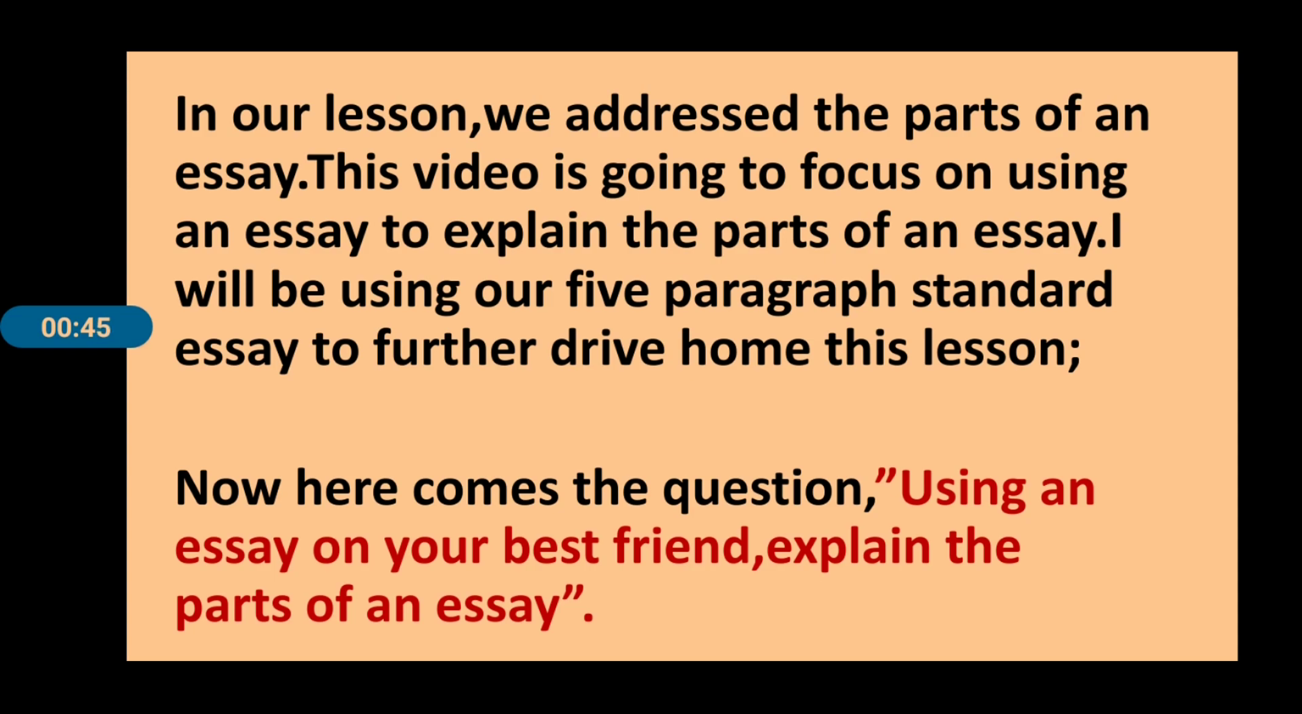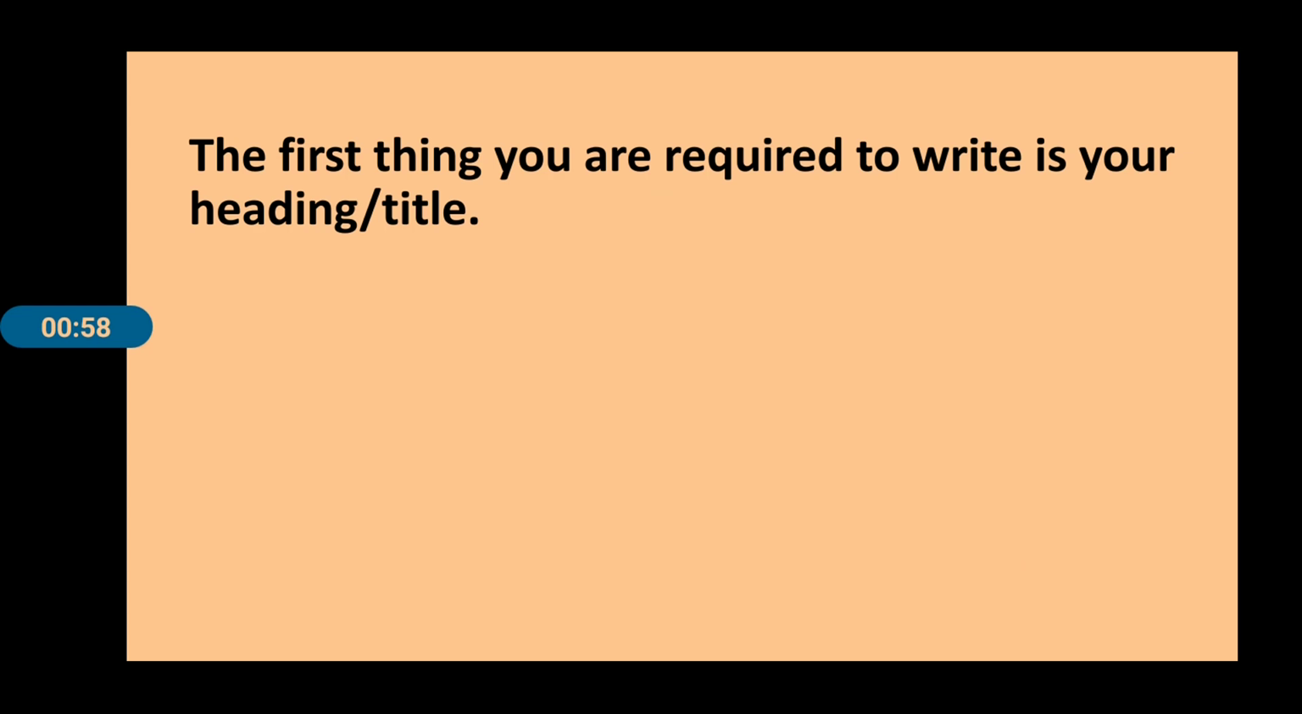Now here comes the question. Using an essay on your best friend, explain the parts of an essay. How do we go about it? The very first thing you're required to write here is your heading, or what you call the title. Since the question says using an essay on your best friend, I pick out my best friend. That is my heading, right?